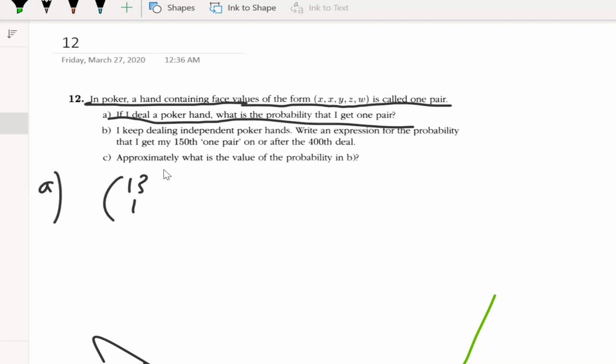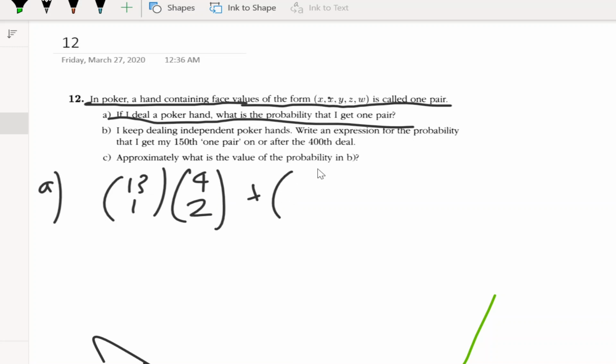So we have 13 ranks, of which we choose one. So this one we're choosing is the pair. So we'll have 4 for that pair, for the rank chosen, because each rank has 4 cards, and we want to choose 2 of those cards.